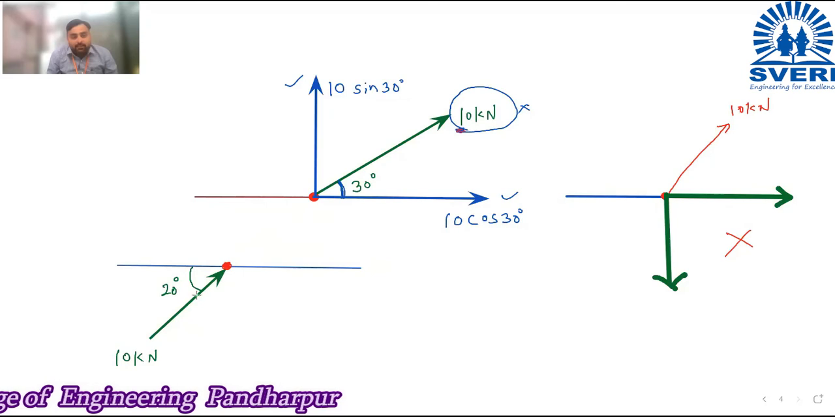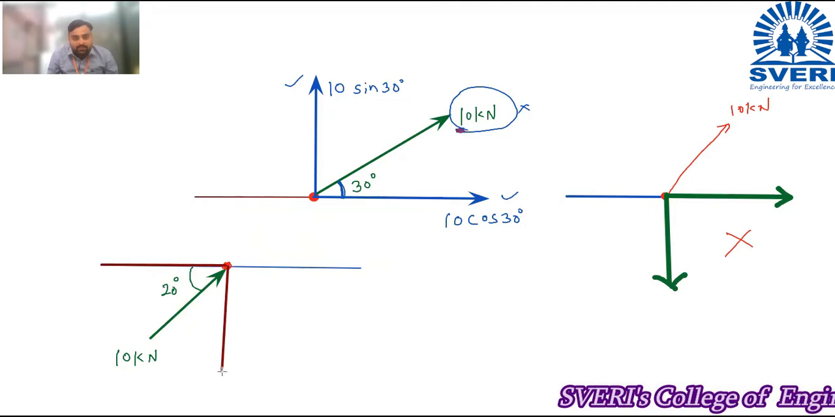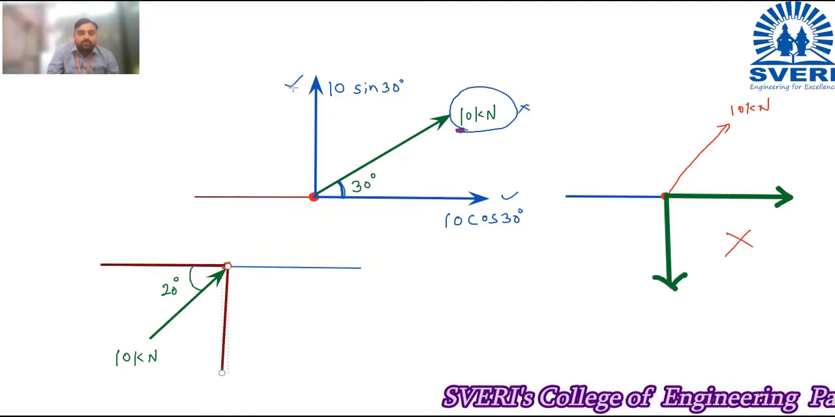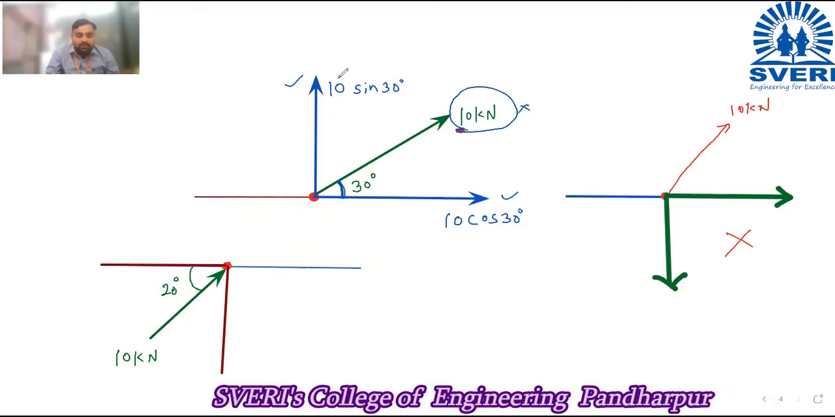Now this is my main component. So one line parallel to x. So here the one line parallel to x. One line parallel to y. So the one line parallel to y will be like this. Okay, did the force come in between the two lines? Yes, sir. Clear now? Yes, sir. Okay.